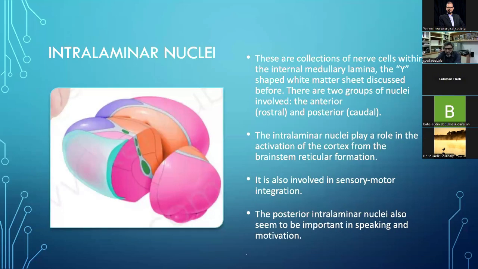And the intralaminar nuclei, most of the time the function of these intralaminar nuclei is unknown, and there are various groups of intralaminar nuclei. They are divided into the anterior or rostral and the posterior or caudal group. And they have a role in the activation of the cortex from the brainstem reticular formation. It is also involved in sensory motor integration, and the posterior intralaminar nuclei seem to have an important effect on speaking and motivation.